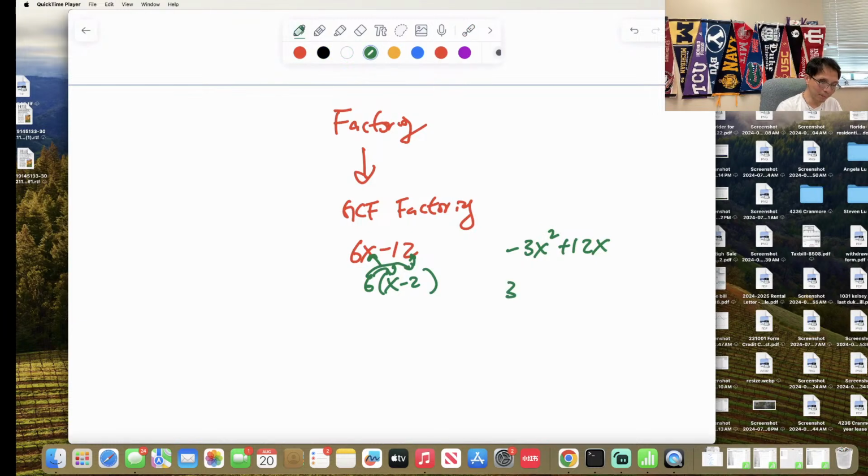But not only that, make sure you factor out negative 3x, because if the highest coefficient has a negative sign, usually factor it out to make your life easier. Is that okay? So that's going to give you x minus 4. Okay, so that's the GCF factor. Every factoring must go through a GCF factor. It has to, because a lot of times you can factor something.